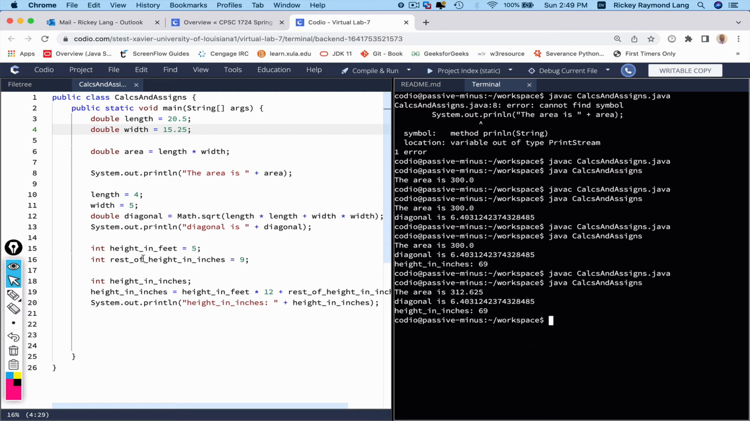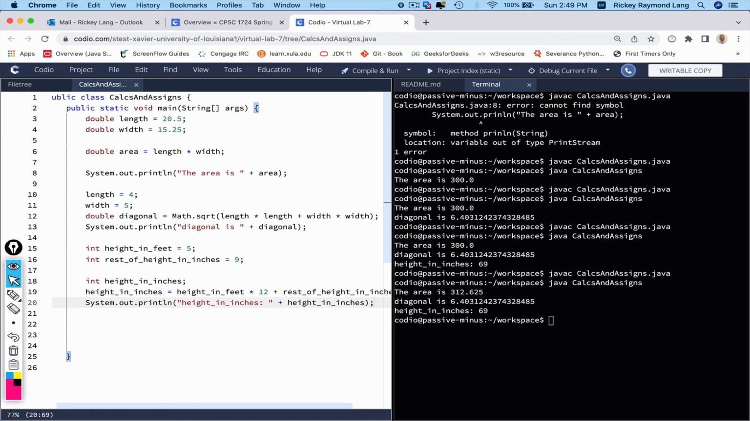Height in feet, height in inches. I knew those were going to be just whole numbers, so I made them ints. And my height in inches is just a whole number. Sometimes you're going to have values that start off in one type, and in the course of the calculations, you have to switch to another type.